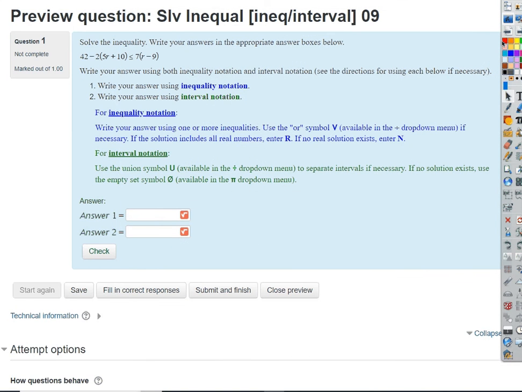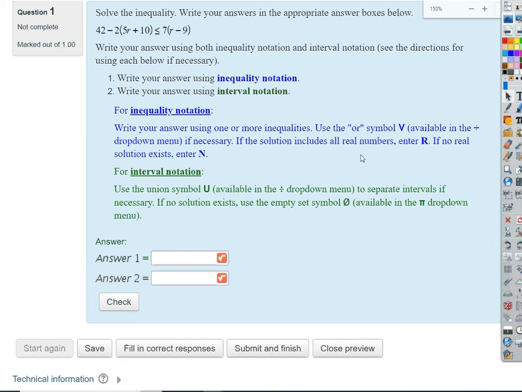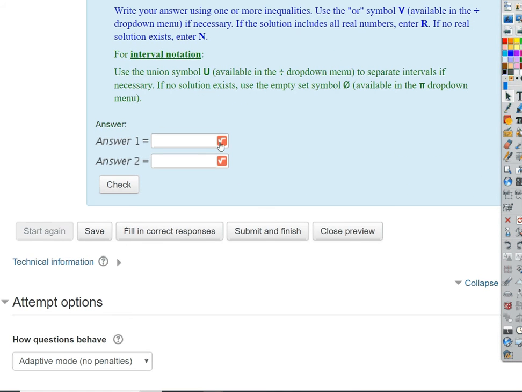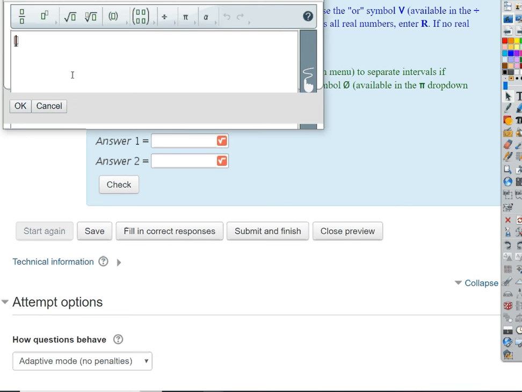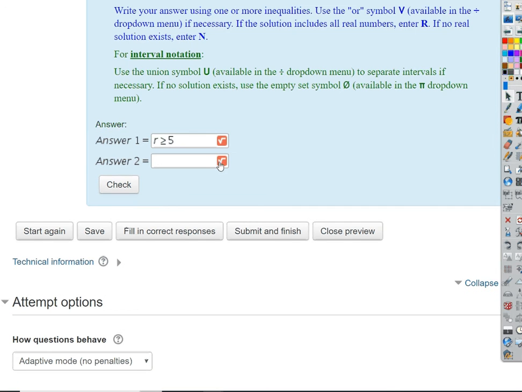So here's that problem in Moodle. Same problem. I'm just going to go down here and open up these guys, right? So I wanted to enter r is greater than or equal to 5. I enter it just like that. R is, go up and pull down this menu, greater than or equal to 5. That's pretty straightforward, isn't it? Down here, though, this is a little trickier.